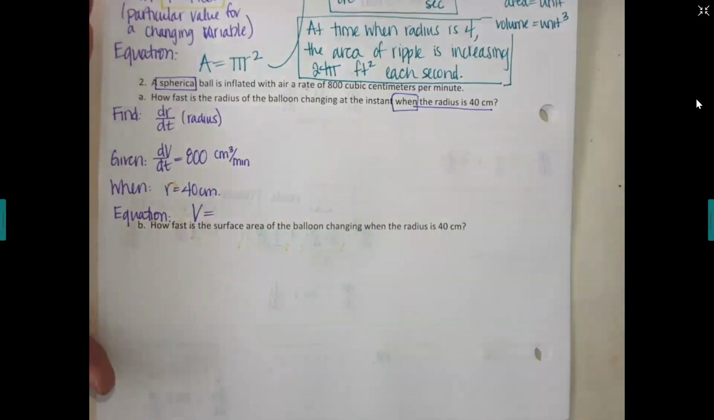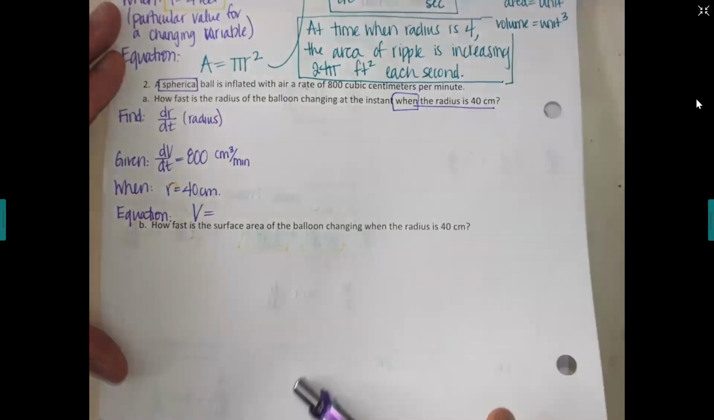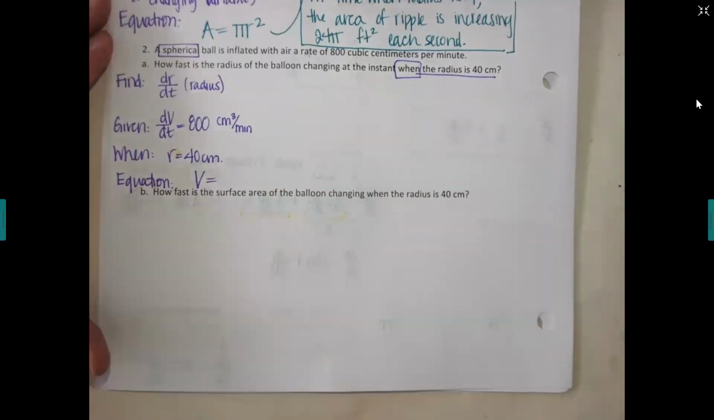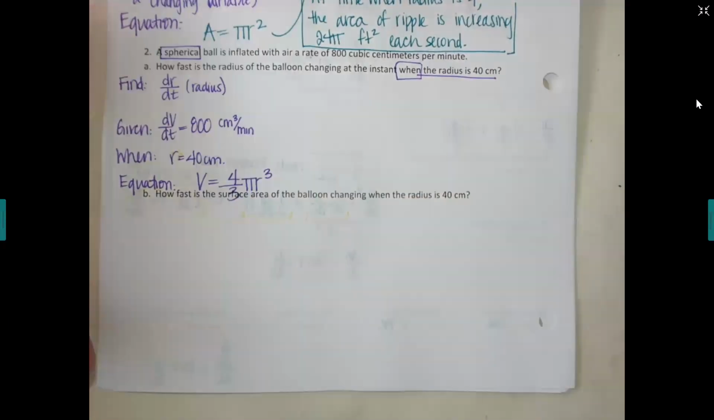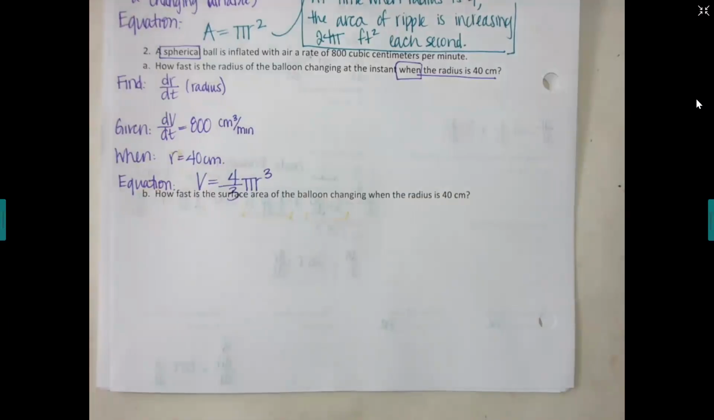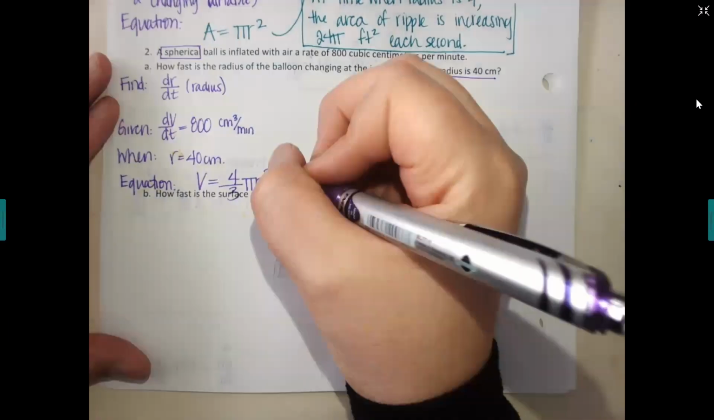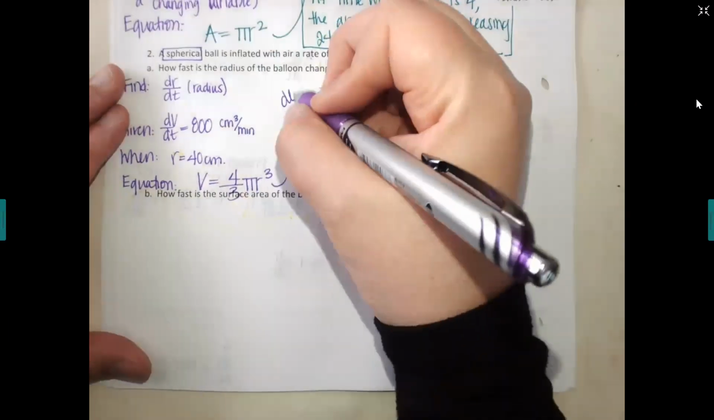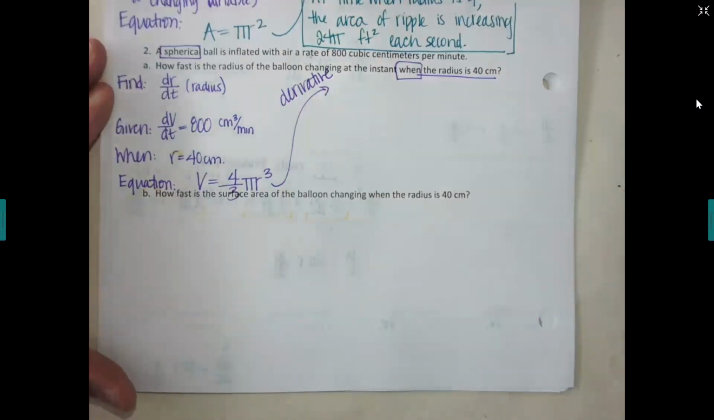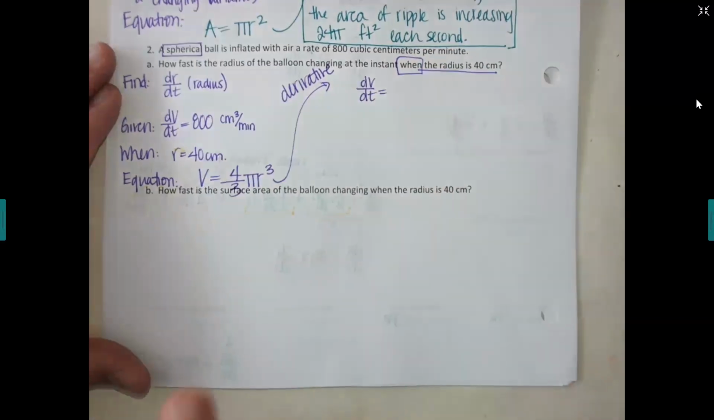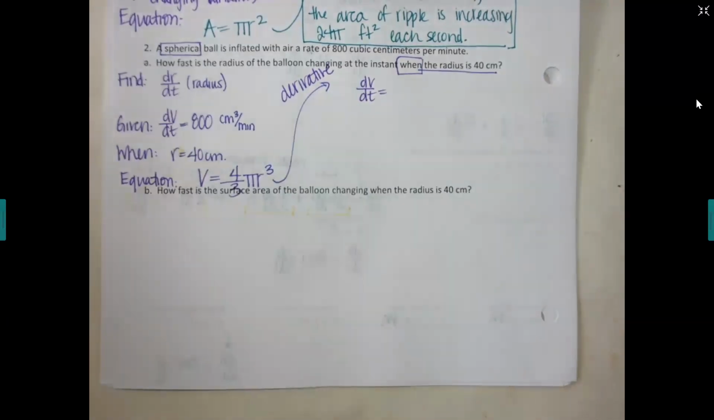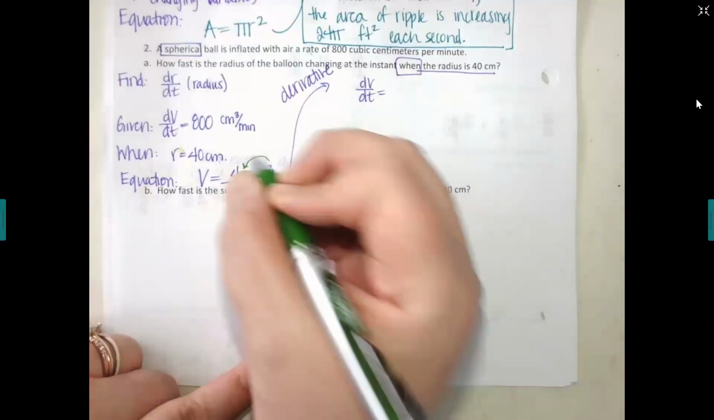Y'all see it? You don't want to say it? 4/3 pi r cubed. Okay, and we're just pulling them off that front sheet that is organized based on the shape. So let's take the derivative. What is the derivative of V going to be called? dV/dt.